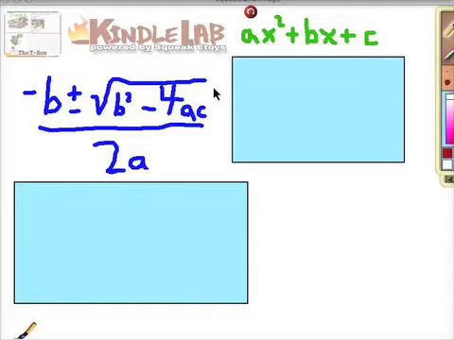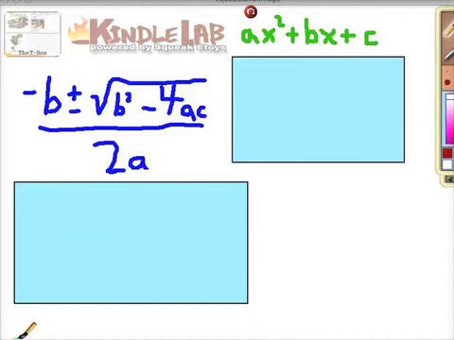The second thing you need to know is over here in blue, and this is the quadratic formula. We went over this a couple weeks ago, and it was in my blog post yesterday to help you with your test. It's very simple. Minus b plus or minus the square root of b squared minus 4ac, all that divided by 2a.